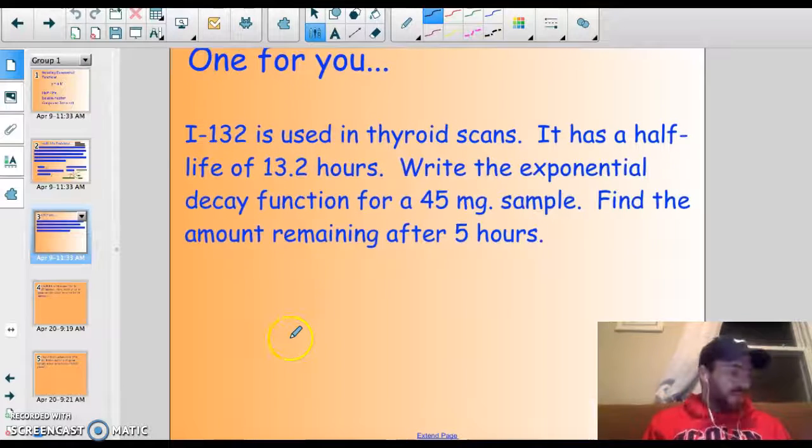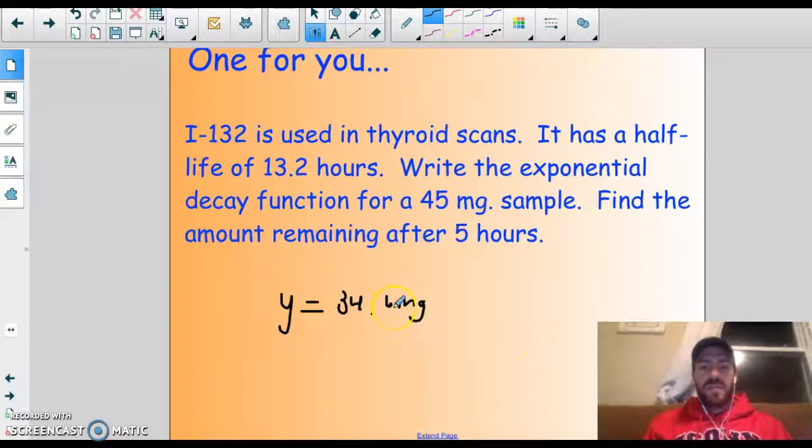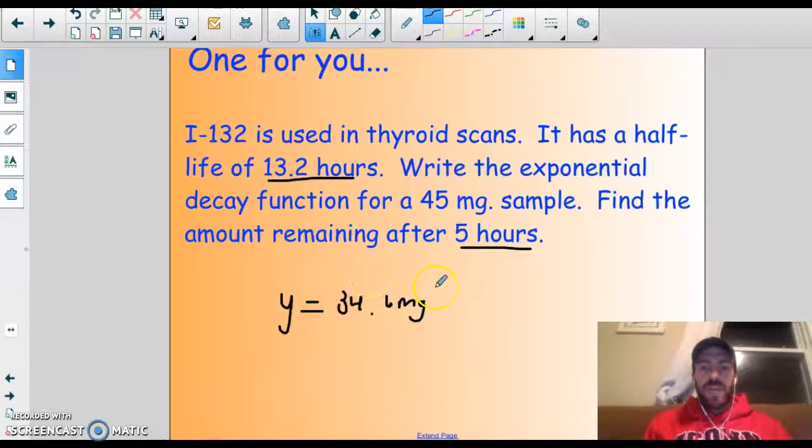So the answer should be y equals 34.6 milligrams. Now, the nice thing with half-life is it's very realistic, so you can kind of look at your answer and see if it makes sense. This answer, 34.6, makes sense. And why? Well, look, the half-life is 13.2 hours. We only want to know how much is going to be left after 5. So, if we got an answer that was less than half of this, we would have done something wrong.